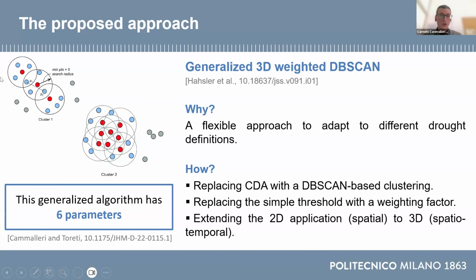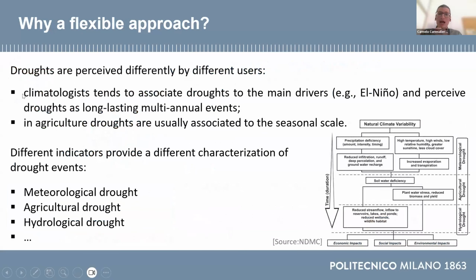Okay. So as I was saying, why do we need this kind of flexible approach? Because different users perceive drought in different ways. Okay. So if we talk with climatologists, they tend to associate drought with big drivers like El Nino, or very big teleconnection phenomena. And these phenomena are usually affecting drought with long-lasting, sometimes even multi-annual events.